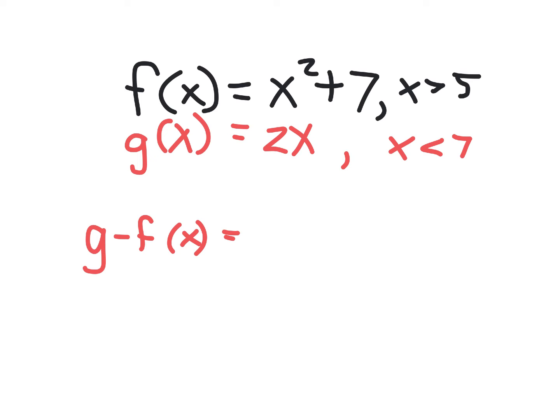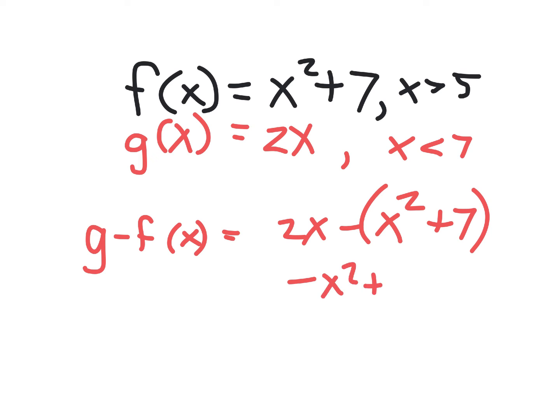Now we're going to take g, which is 2x, and subtract. I'm doing it wrong on purpose. Subtract x squared plus 7. What did I do wrong? No parentheses. And I only really subtracted the first part. I didn't subtract the 7. Okay, so then my final answer would be negative x squared plus 2x minus 7.